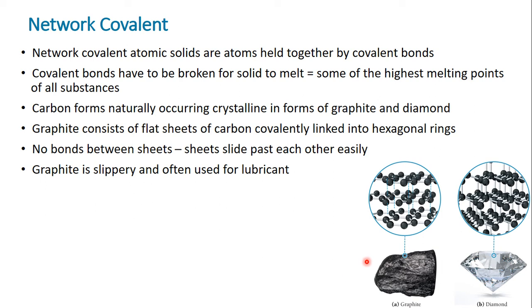One common example is carbon. And carbon will form a crystal in two different forms, graphite and diamond. In graphite, you have your carbon arranged in flat sheets, and they're arranged in these hexagonal rings. Now, between the rings, there's actually no bonding whatsoever. So these sheets just slide past each other very easily. That's why graphite is usually good for writing, and it's also used for lubricant because it's very slippery.